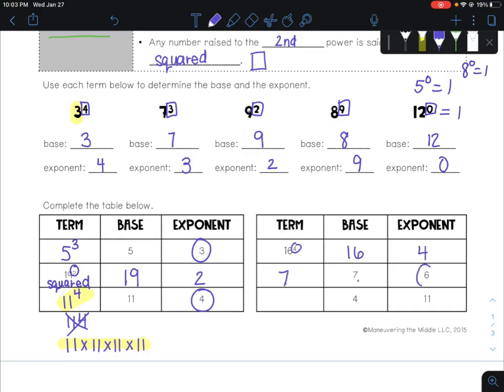7 as my base, 6 as my exponent, or 4 as my base with 11 as my exponent. So notice here that the exponent can be bigger than the base because all the exponent is doing is counting how many times the base gets multiplied.